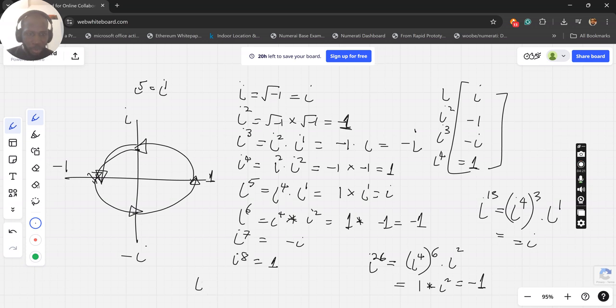So of course, i raised to the power 100, for example, is i^4 times 25. But i^4 is already 1, so 1 raised to the power 25 is 1. So i raised to the power 100 is 1. Follow this pattern and you will be able to solve problems for any exponent that we have in complex numbers.